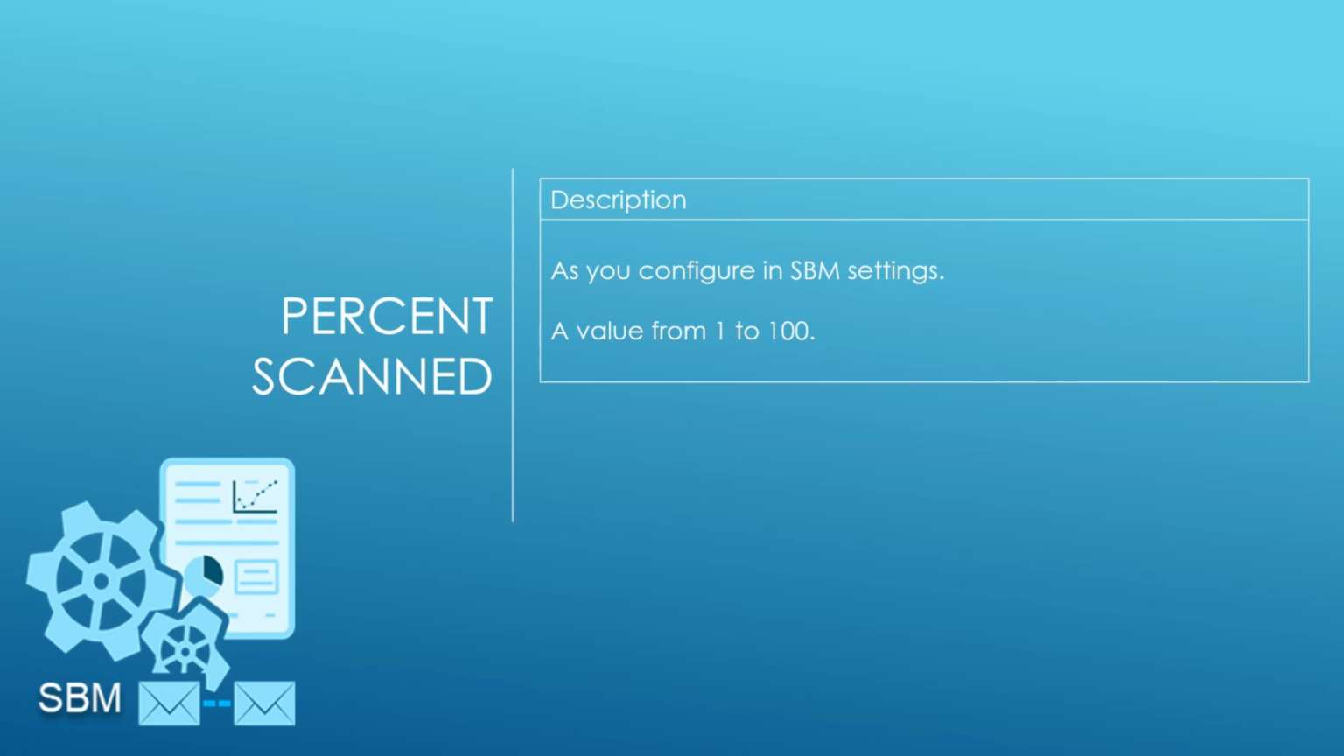Next, % scanned. This is configured in SBM settings. It is a value between 1 and 100 representing your requirements. When set to 100, you are requesting SBM to read all messages present on the queue or topic at report runtime. This will give the most accurate results but will require the most scanning time for large queues.